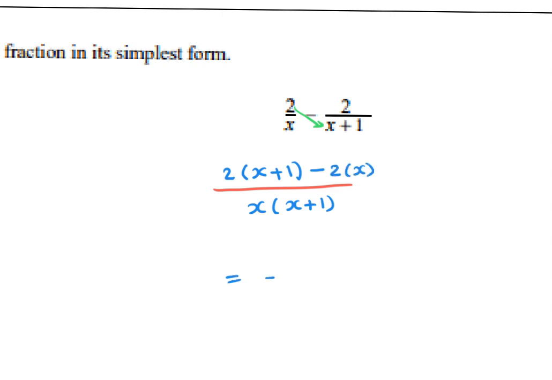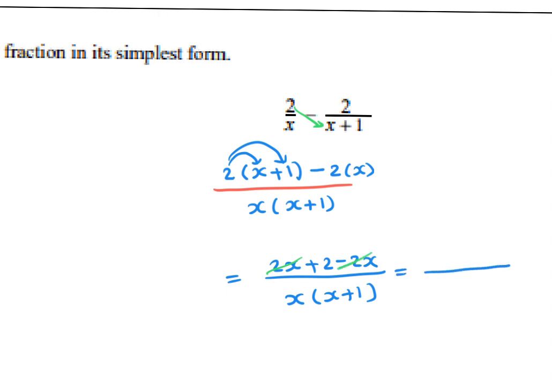Then the same denominator, and simplify the numerator. 2 times x equals 2x. 2 times 1 equals 2, minus 2x. 2x and negative 2x cancel. So we have 2 over x times x plus 1. So this is a single fraction.